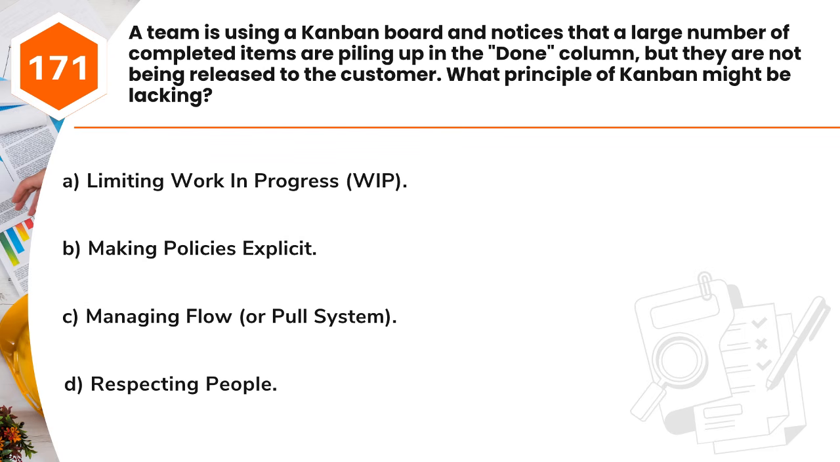Question 171. A team is using a Kanban board and notices that a large number of completed items are piling up in the Done column, but they are not being released to the customer. What principle of Kanban might be lacking? A. Limiting work in progress, WIP. B. Making policies explicit. C. Managing flow, or pull system. D. Respecting people.